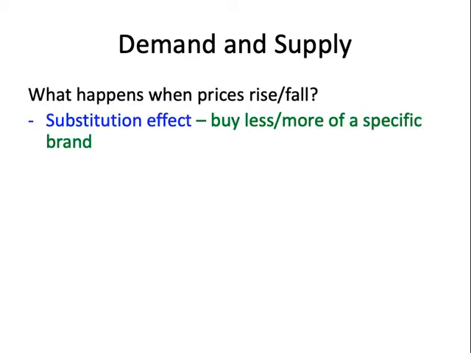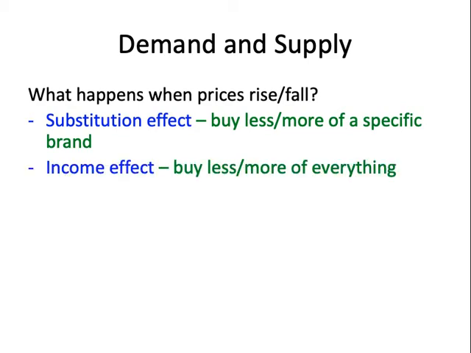There's the substitution effect, where we'll buy more or less of a specific brand because prices rise or fall. For example, if I have Coca-Cola and Pepsi, and Pepsi goes up in price, I'm more likely to substitute out of Pepsi into Coca-Cola. So I'm buying more or less of a specific brand. That's the substitution effect when prices rise and fall.